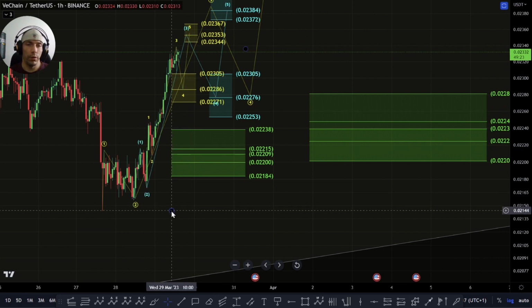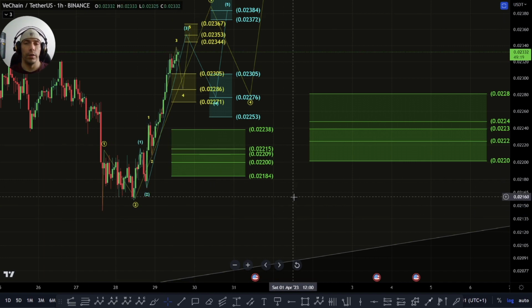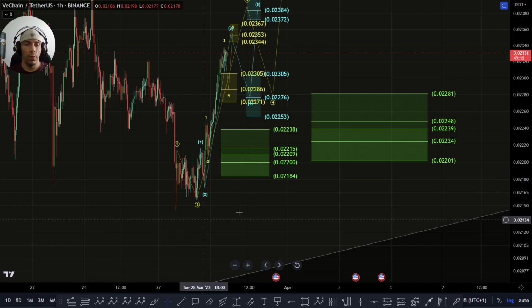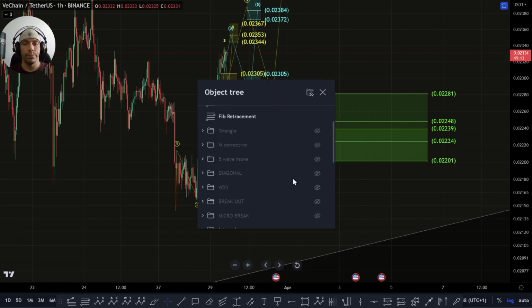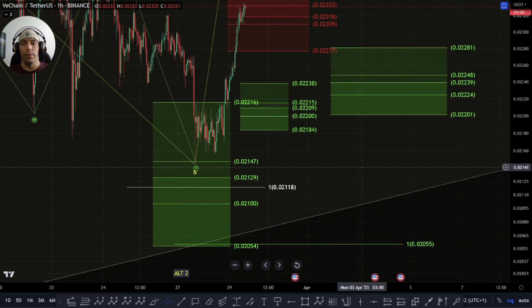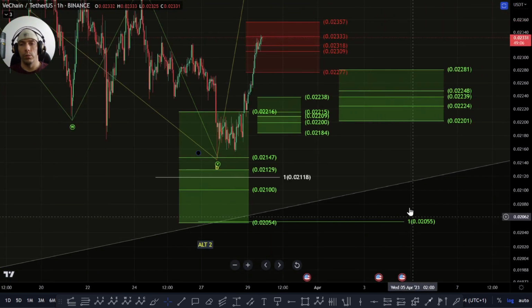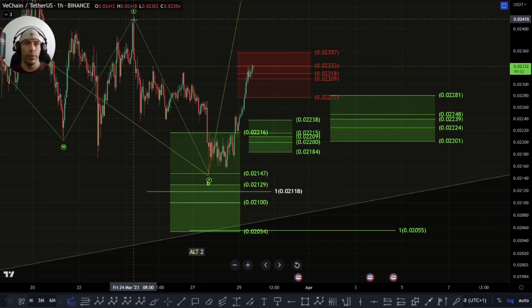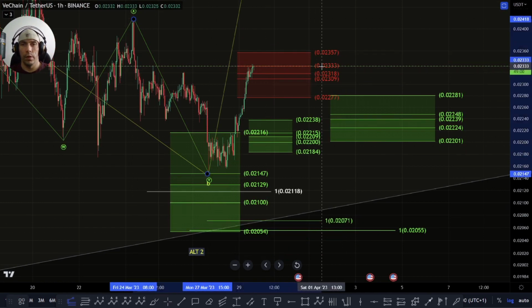And yeah, once we start to break down below this zone of this 2144, it would invalidate any possibility of an impulse within this structure to the upside. So we're going to have to keep an eye on those key zones. So the thing is, like we were saying, potentially we could still see a leg down towards this 02055, and that would actually put us quite nicely in the range.